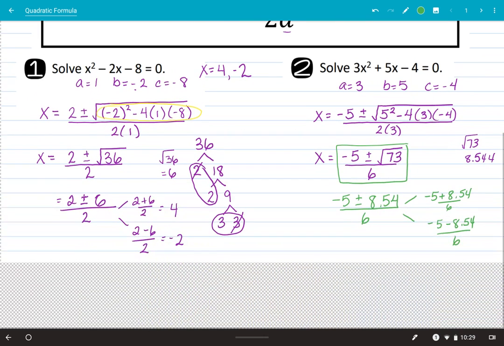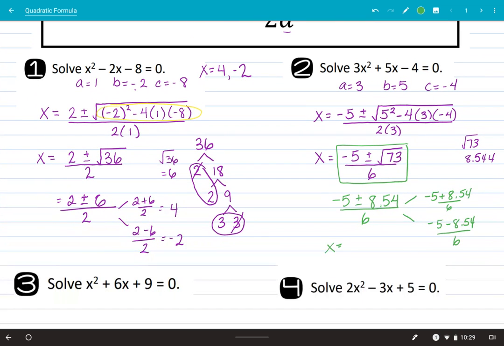Definitely need calculators for this one, you guys. So x equals, okay, so I'm going to put in negative 5 plus 8.54. Remember to put equals before you divide it by 6, or otherwise it's going to do 8.54 divided by 6, and then add the negative 5 to it. So we're going to get 0.59. And then negative 5 minus 8.54. And then equal is it? Divide by 6. Negative 2.26. I am rounding.